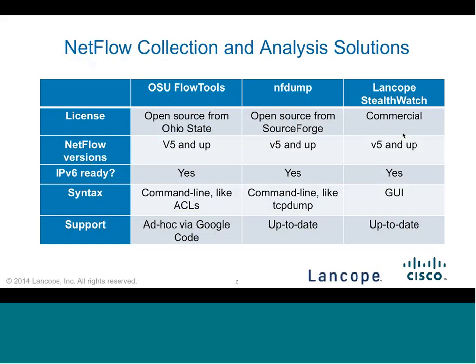So with the OSU FlowTools, that's what we first used, an open source solution from Ohio State. At the point in time that we were deploying it, it's important to note that it was a v5 protocol. It did not support later versions of NetFlow data. So although it is compliant with V6 today, at the time that we deployed it, it was not. So that was one of those things that's a gap for us.